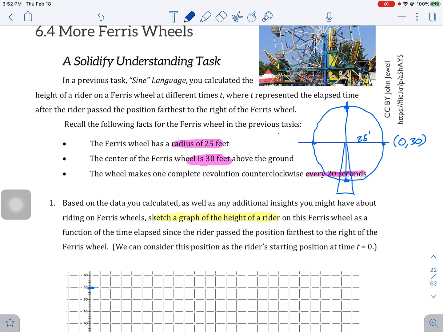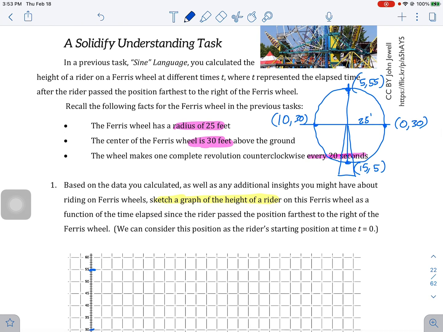We know that at 10 seconds, the height is also 30. We know at 5 seconds, the height, 30 plus 25, is 55 feet. And we also know at 15 seconds, the height is 5 feet, 30 minus 25. So we have some points, some XY values.